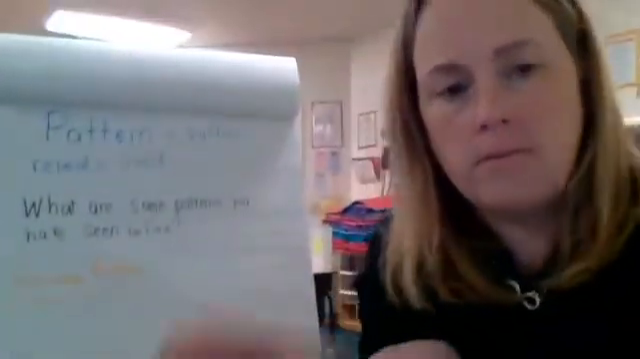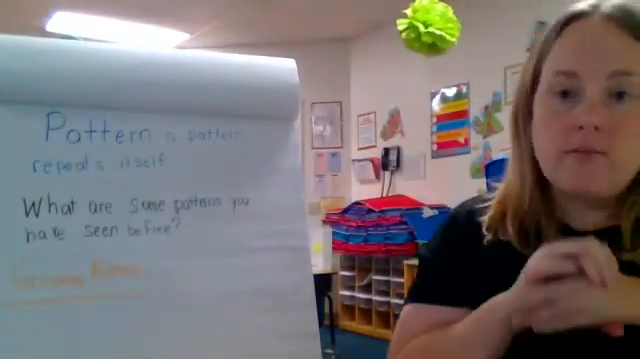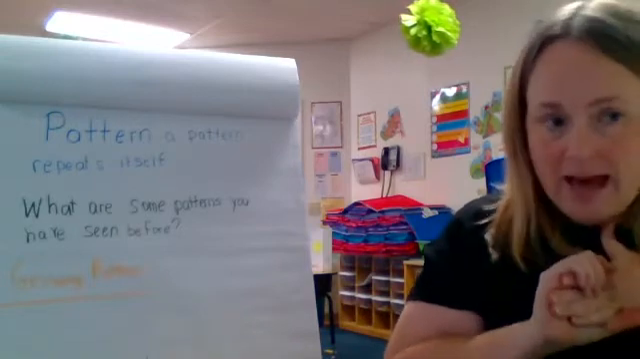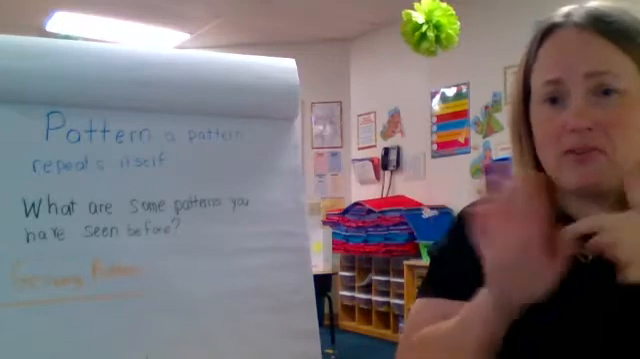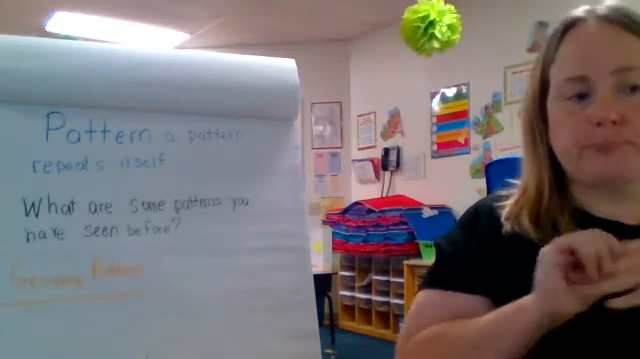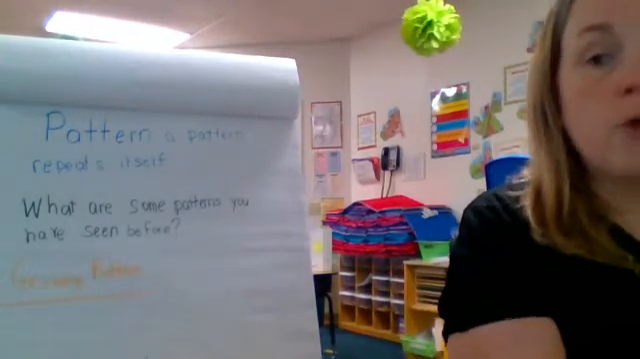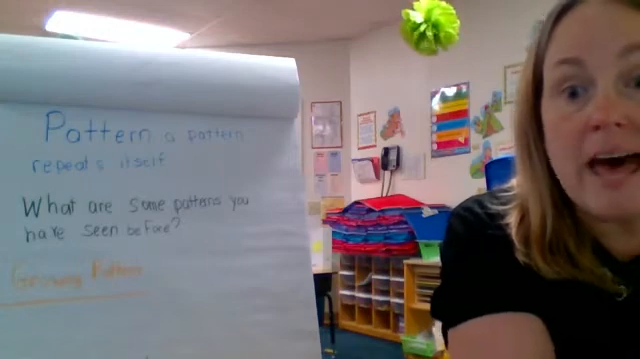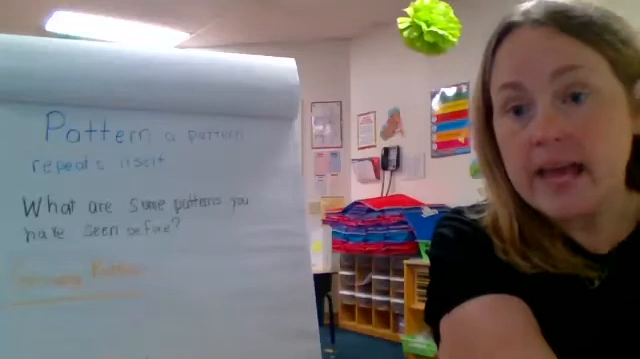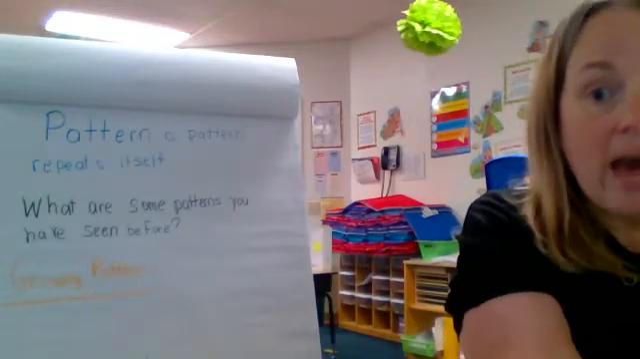But with a pattern, it can repeat itself and we can have different types of pattern. Like for example, we can have color patterns or shape patterns. There's patterns all around us. So just for a minute before we start, I would like you to think of some patterns that you have seen before. Perhaps maybe some animals that have a pattern. Take a couple minutes and think of something you've seen before that is in a pattern.